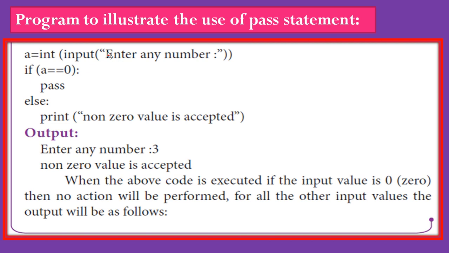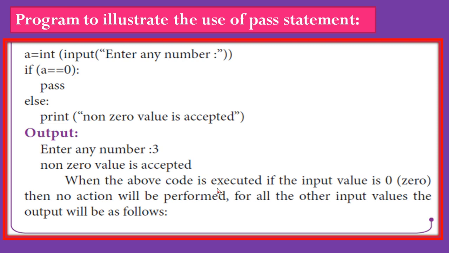Here, a equal to int of input of "enter any number". This statement is studied in the 5th chapter. Here we type any number in the terminal from the keyboard, and that is assigned to the value of a. For example, if we type the value 0, 0 is transferred to a. If a equal to 0, pass is executed. Here pass is executed, so nothing is printed.